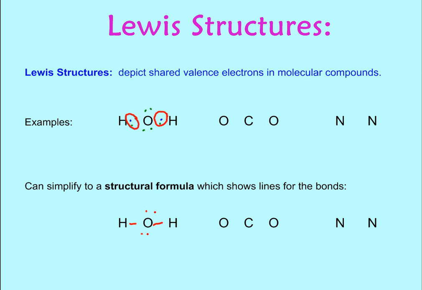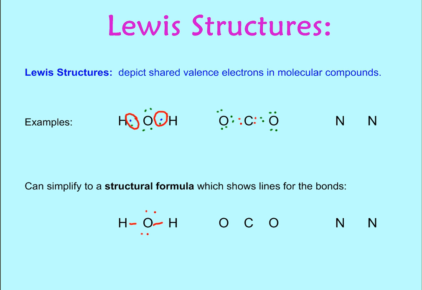Our next example is carbon dioxide. We know that carbon has 4 valence electrons, and that oxygen has 6 each. So 1, 2, 3, 4, 5, 6. 1, 2, 3, 4, 5, 6.